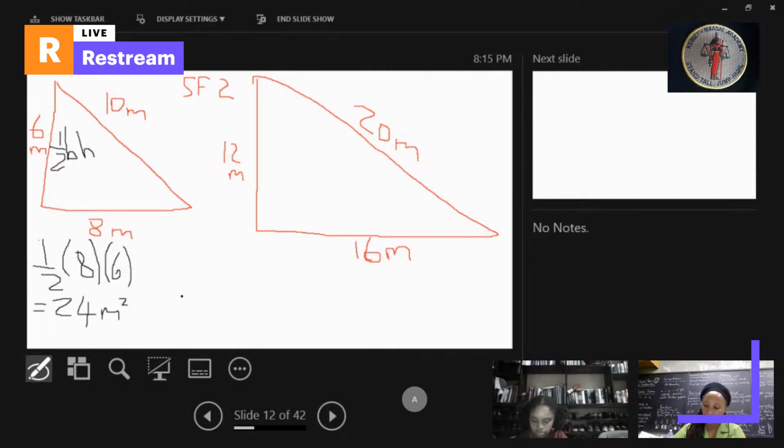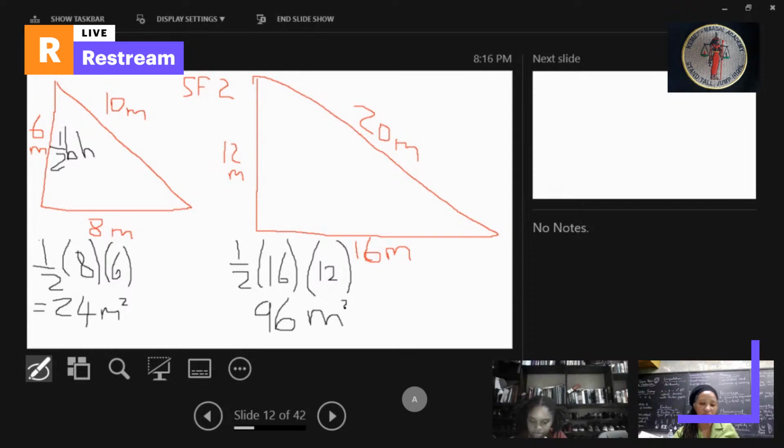All right. And the next one, half the base, which is 8. So half of 16 times 12, and that's how much? Miss, that would be 96. 96 meters squared.